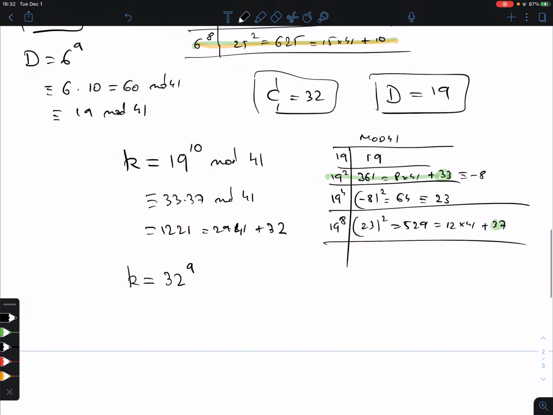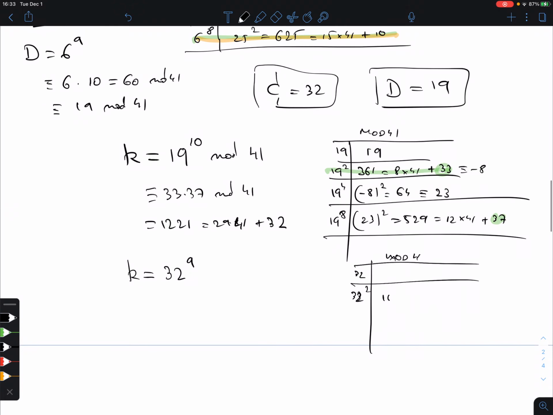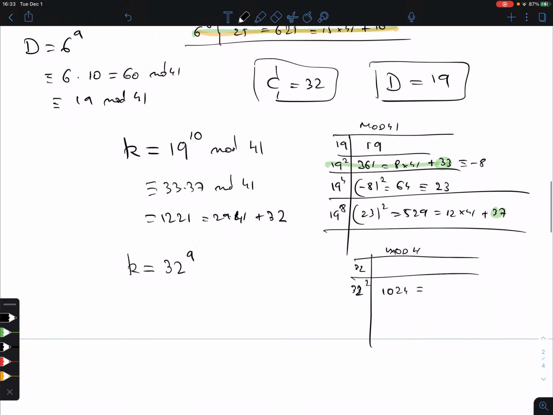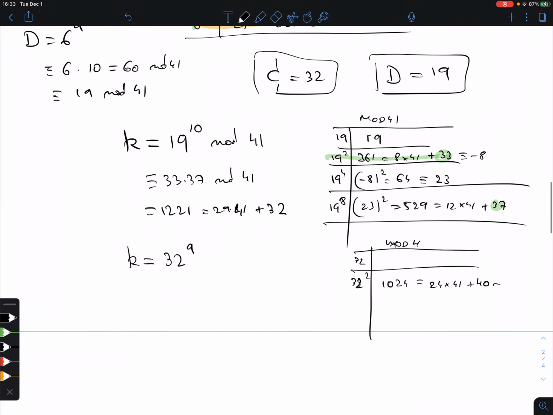Sorry, yeah. I'll make the chart here again. So 32, this is 32 squared. Always mod 41 here, right? Always mod 41. So 32 squared is 1024. That is divided by 41. That is 24 times 41. It's 984. And then subtract that from, that's plus 40. I see. Which is the same as negative 1. Okay. So if we do now 32 to the power 4, that is just 1.